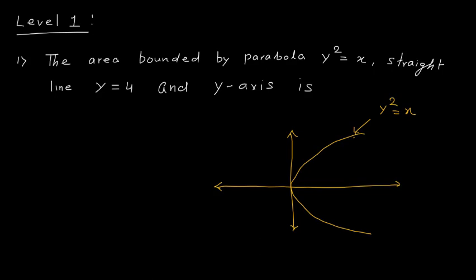Now we have to find the area between y square is equal to x, the line y is equal to 4, which will be a line like this, and the y axis. This is our y axis. So if you see, the area bounded between them is this area. This area we have to find.